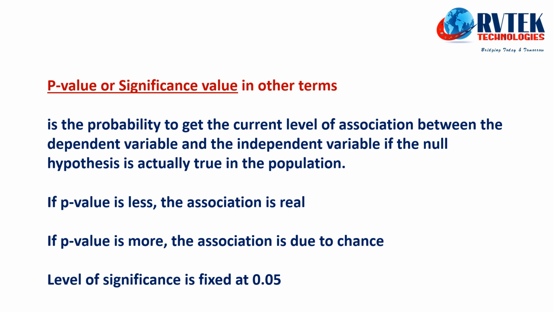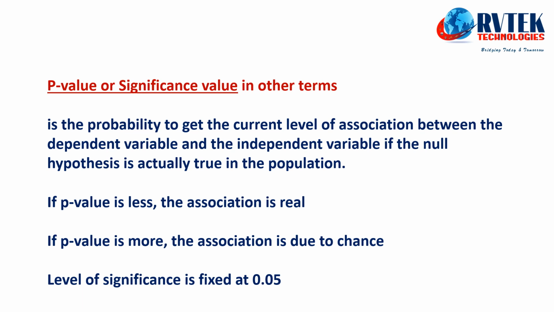It is a probability to get the current level of association or current finding between the dependent variable and the independent variable if the null hypothesis is actually true in the population. If p-value is less, the association is real. If p-value is more, the association is due to chance.